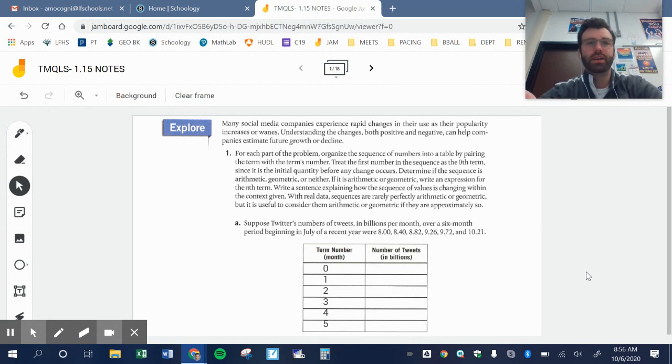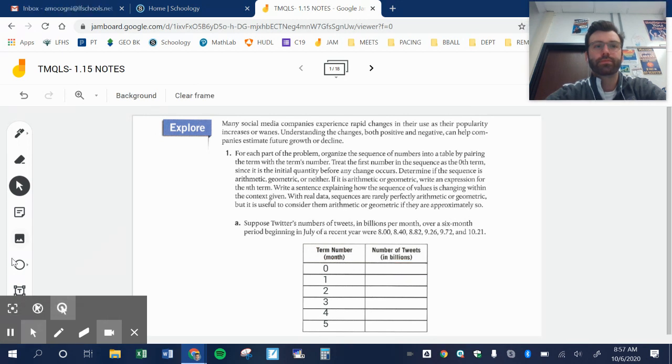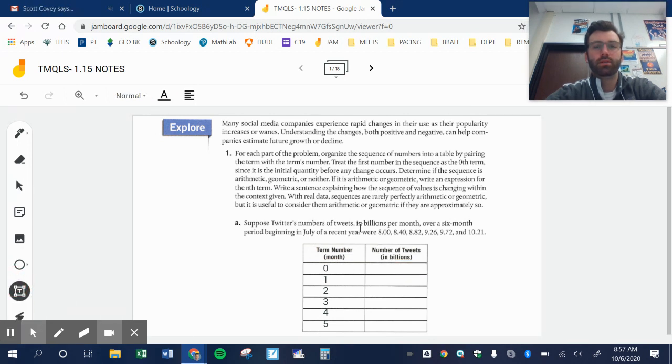Let's talk about 1.15. Today's lesson is all about linear exponential change, or exponential growth. You have seen this before in your previous classes. Realize it or not, it definitely has happened already. I want you to pause here, read the question over, and read that first explore. It talks about Twitter's number of tweets in billions per year. Write a sentence explaining how the sequence of events is changing within the context given.